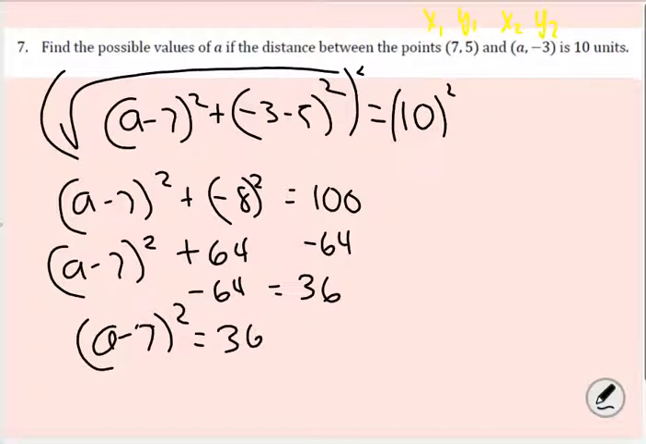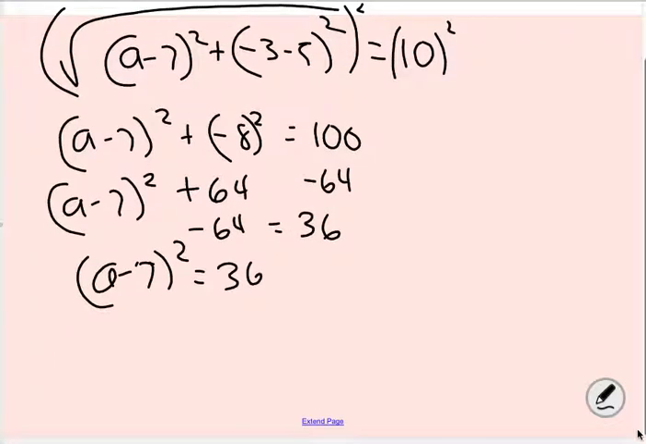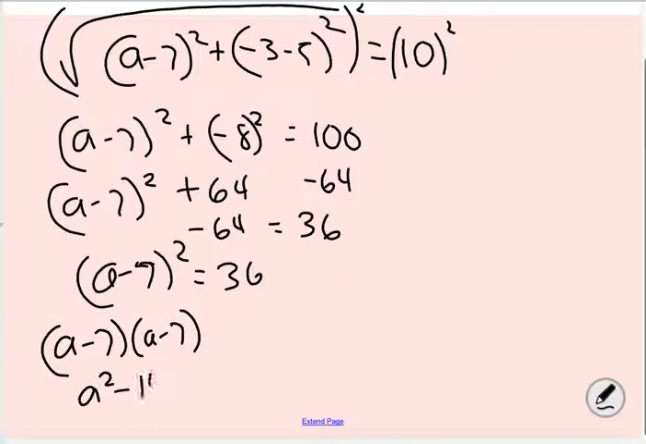Okay, hope you followed that. And if you didn't, hit pause, back up, and watch it one more time. So you've got (a minus 7) squared. Now I've got a couple choices here. One, I can take a minus 7, box method, go a squared minus 14a plus 49, and solve that.